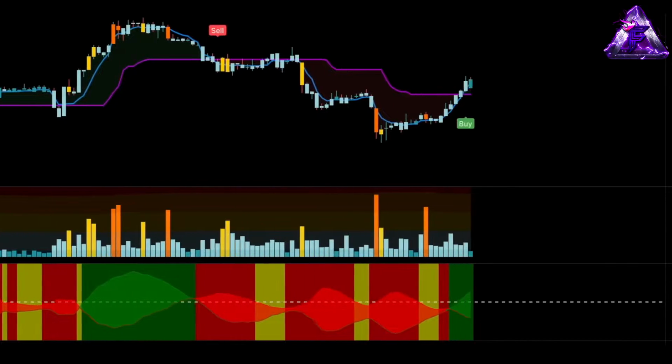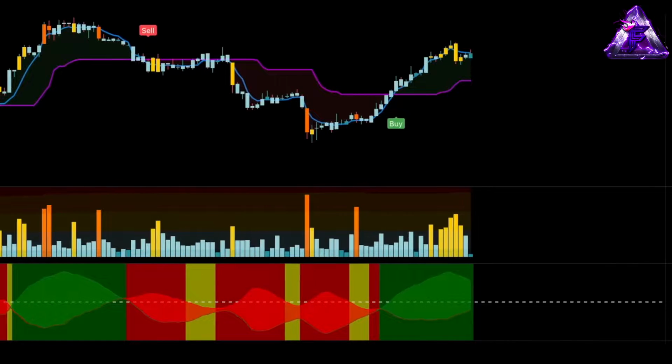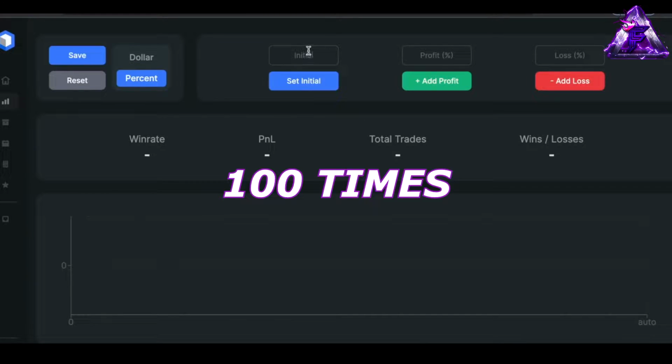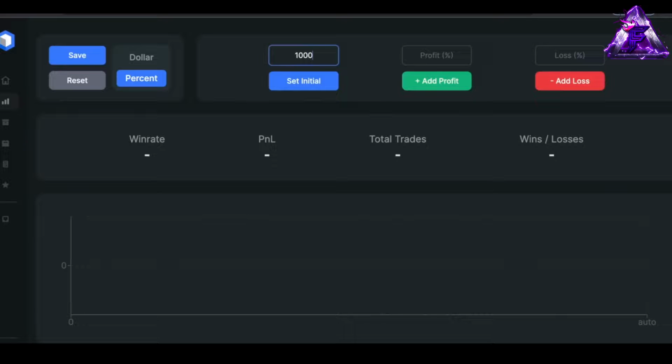And to prove how well this strategy works in different market conditions, I will backtest it 100 times with an initial account size set at $1,000 with a 2-to-1 risk to reward ratio. So make sure you stay focused throughout the whole video, as there will be quite a few rules that you need to understand.